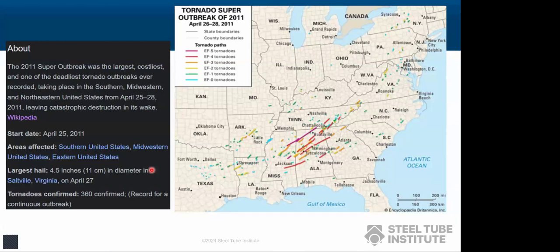April 26th through 28th, they call the 2011 super outbreak. It was the largest, costliest, and one of the deadliest tornado outbreaks ever recorded. It's the second deadliest tornado outbreak in U.S. history. You can see the paths of the major tornadoes with the darker color becoming EF5s. We lived just south of Huntsville there in a town called Priceville.